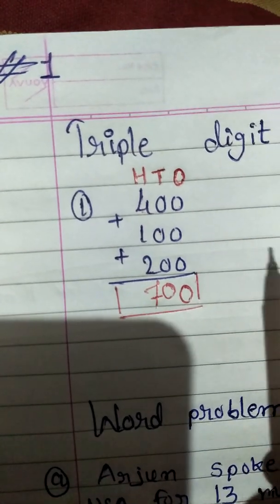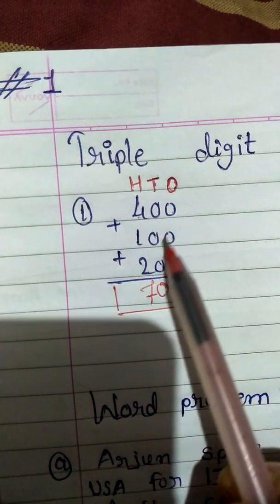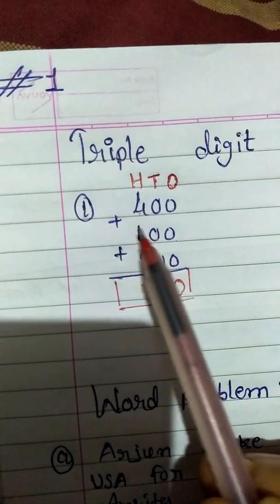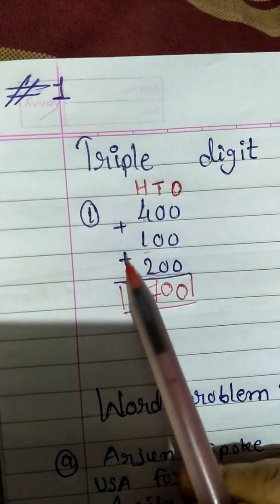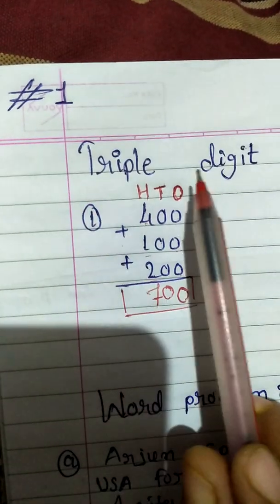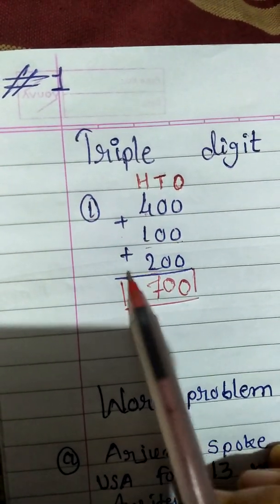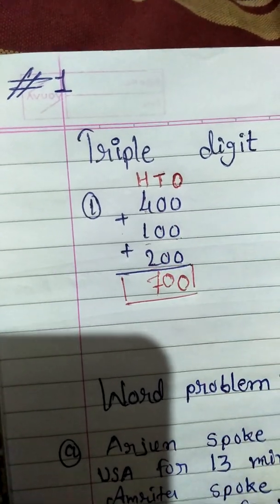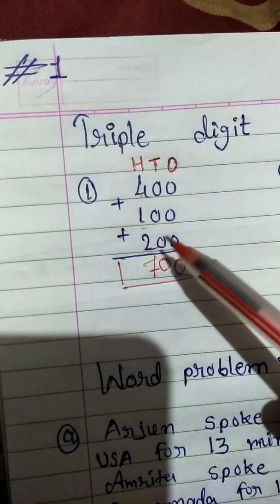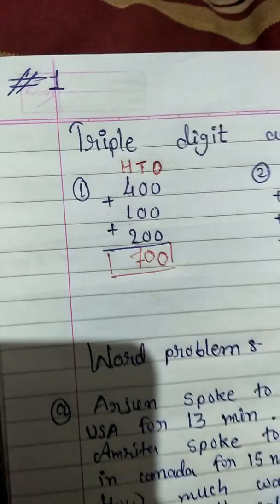Students, you can see here between two lines of numbers there is an addition sign. Again, between the next two lines, an addition sign. So in triple digit there is a double addition sign. But we just have to add. That's it. Okay. Let's take another example.